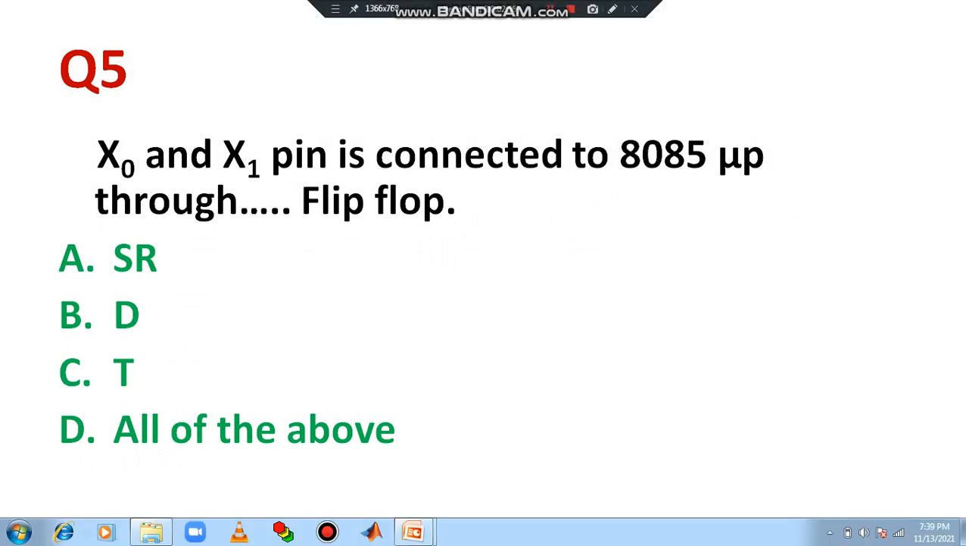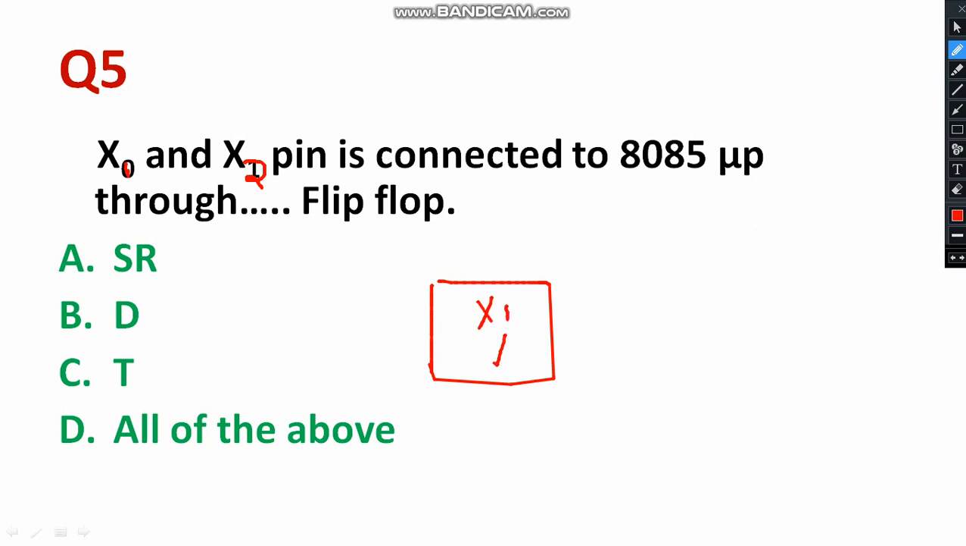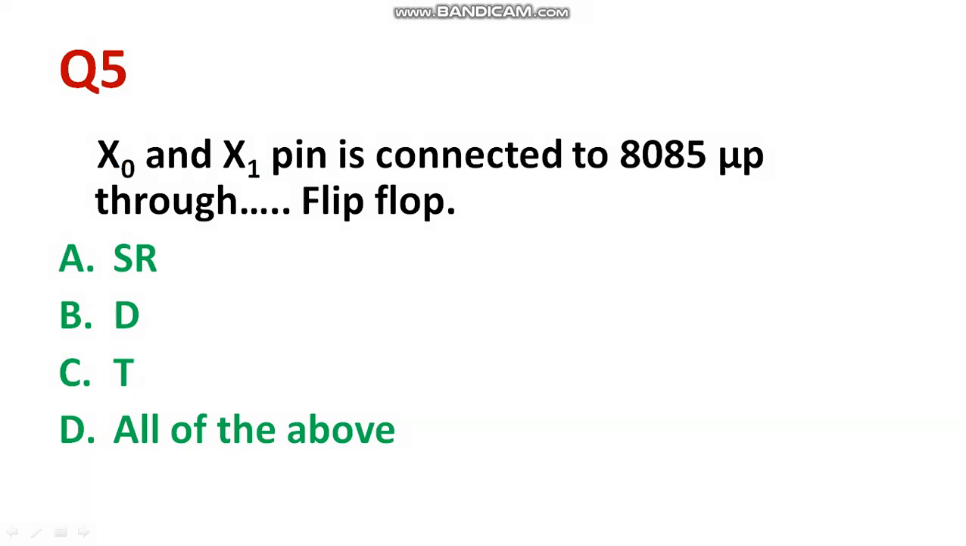Now question number 5. Here you please read out X1. The X1 and X2 pins are connected to the 8085 microprocessor through a dash flip-flop. Actually, here we are going to use the T flip-flop. Consider the diagram. We have the pins X1 and X2. What you are supposed to do is connect X1 and X2 directly to a T flip-flop. Then the output of the T flip-flop will be connected to the microprocessor. That is the scenario. So I want to select option C. Option C is the right answer.